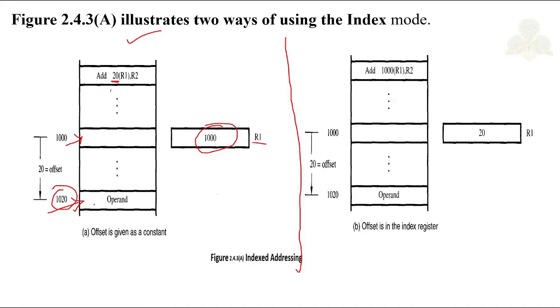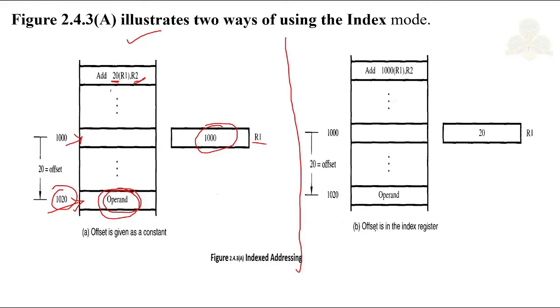So what do you have to do now? You have to read the operand, the data, from this location. Once you have read the data, you add it with R2. Getting how this works? First, you check the content of R1. 1000 is present, and 1000 is a memory location. You add 20 to this memory location and get 1020, which is another memory location. Then from this 1020, you fetch the operand and add it with R2. This is one way of representing the index mode.